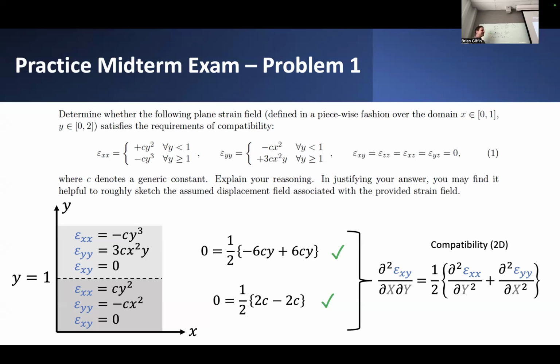So we need to verify whether something indicates if it's even possible for this strain field to exist by looking at the relative tangential displacement along this interface at y equals 1. To do that, we have to look not at the y displacement field, but in this case, the x displacement field. It looks almost the same, so we'll change only a few things.